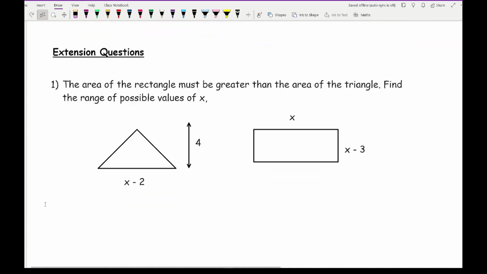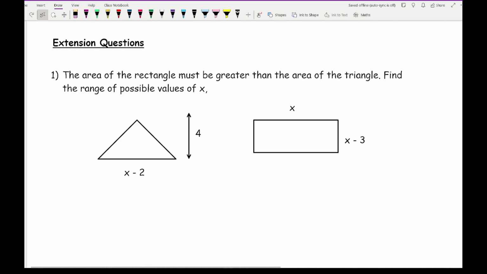Now let's have a look at some extension questions. This is where it goes into A level, but you could also get it on high GCSE or even on level 2 further maths. So it says that the area of the rectangle must be greater than the area of the triangle. Find the possible range of values of x.